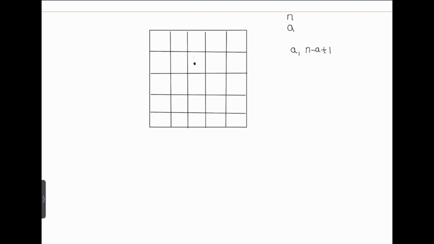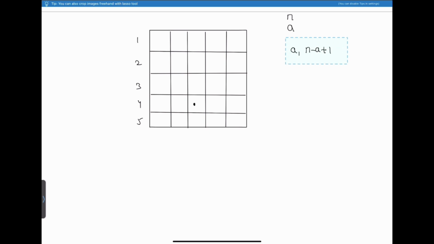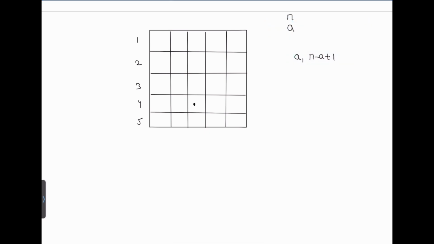Okay, if you think about it, let's say the monster was over here. What is the value of A? The value of A is 4. So should I make a cut like this or like this? Naturally we'll say you should make a cut like this. If I make a cut like this, how many rows are we left with? We're left with 2 rows. It is 5 minus 4 plus 1, that is n minus A plus 1. So we will be left with this much. If I make a row wise cut, we have to take the minimum of these two, right?